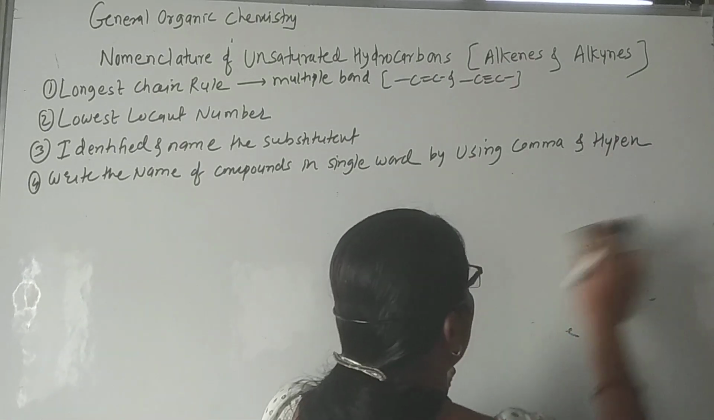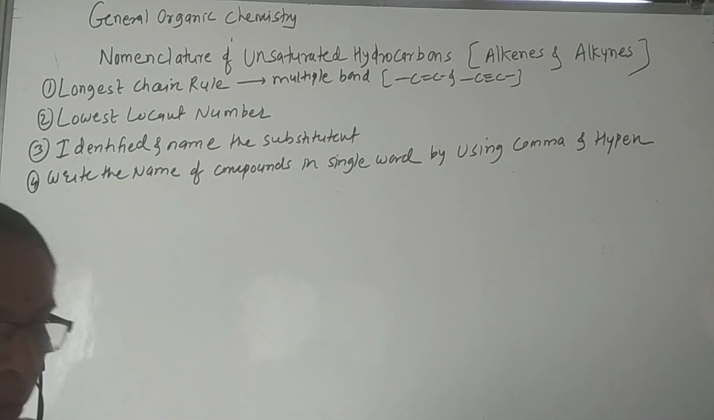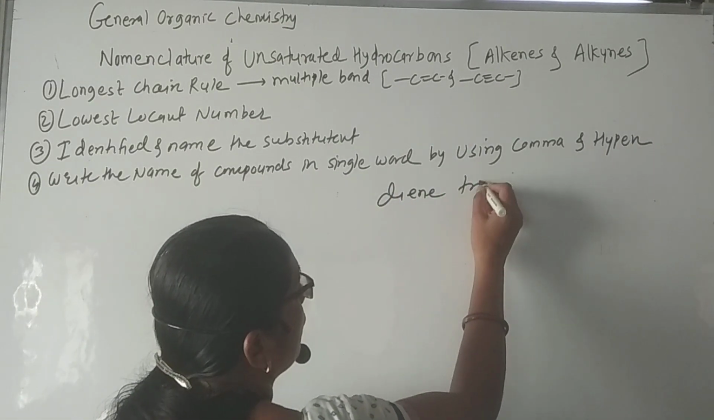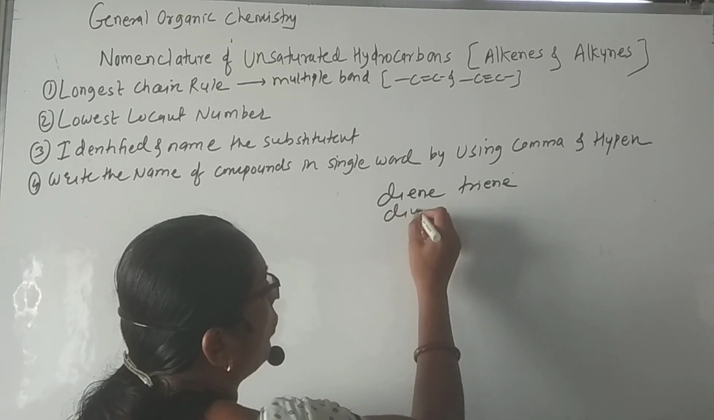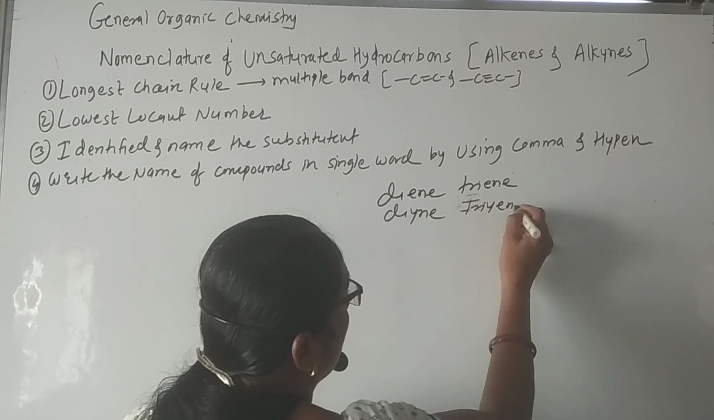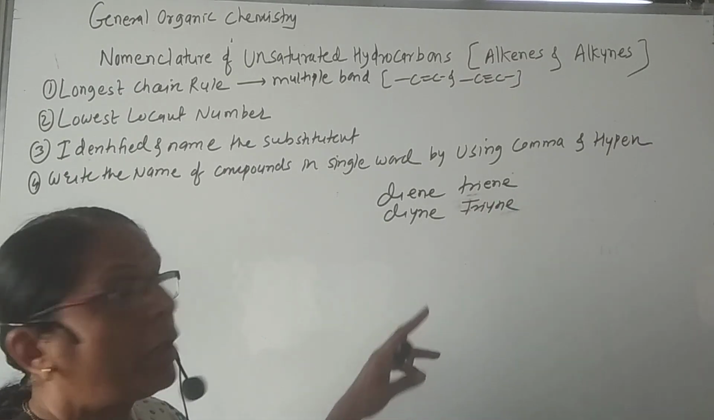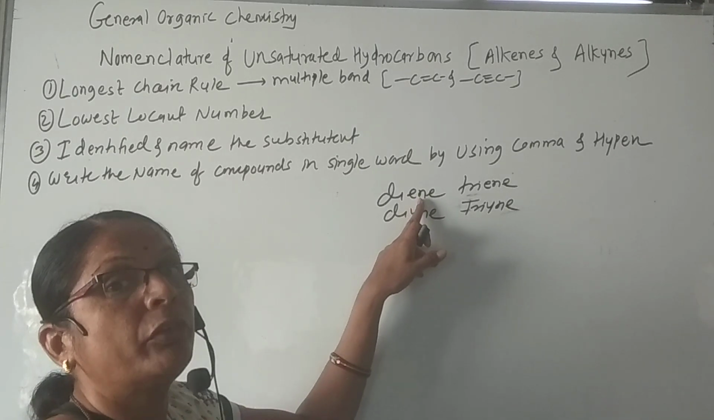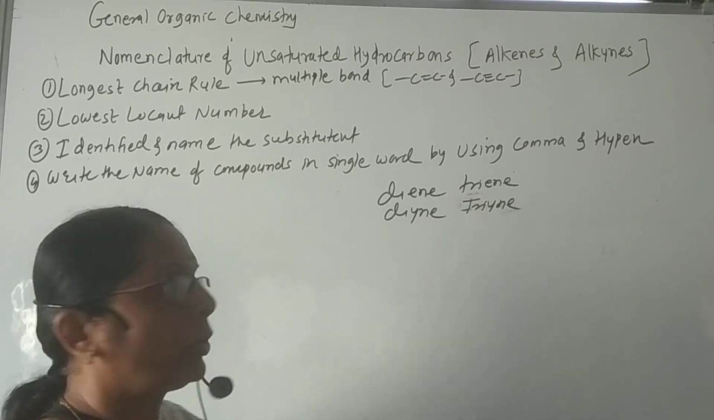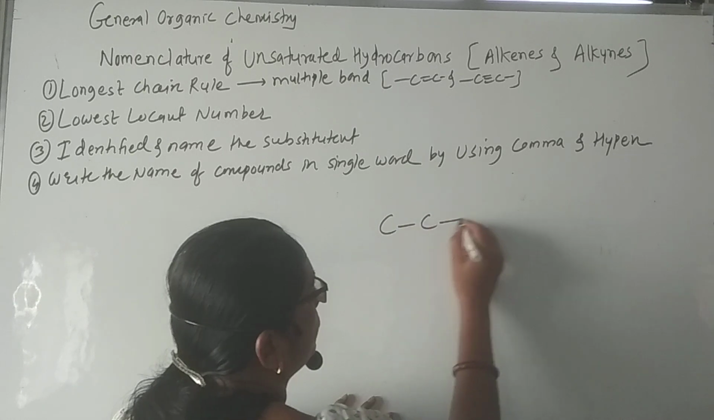Then next, if your compound contains 2 double bonds or 3 triple bonds, in this case we have to use a prefix such as diene, triene, diyne or triyne. If you have multiple bonds, 2 double bonds, 2 triple bonds, or a multiple bond 3 times, for this let us consider an example. Suppose the example is this.